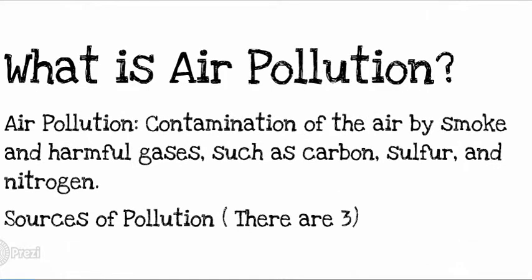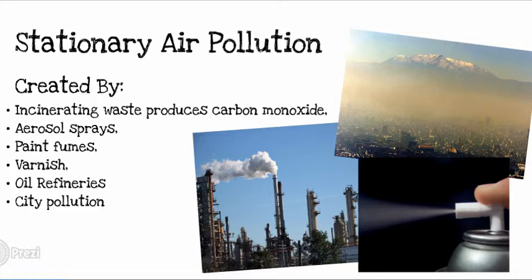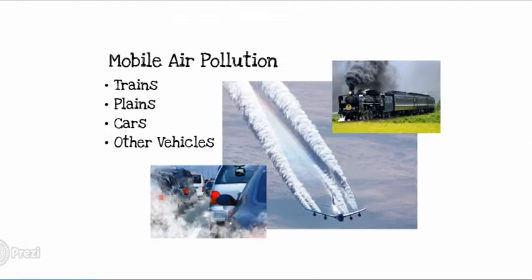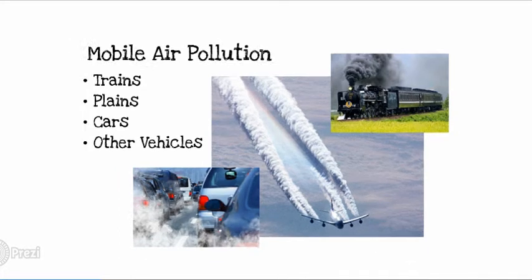What is air pollution? Air pollution is the contamination of the air by smoke and harmful gases such as carbon, sulfur, and nitrogen. There are three sources of air pollution. The first one is stationary air pollution. Secondly, we have mobile air pollution, which is the pollution caused by trains, planes, and automobiles.